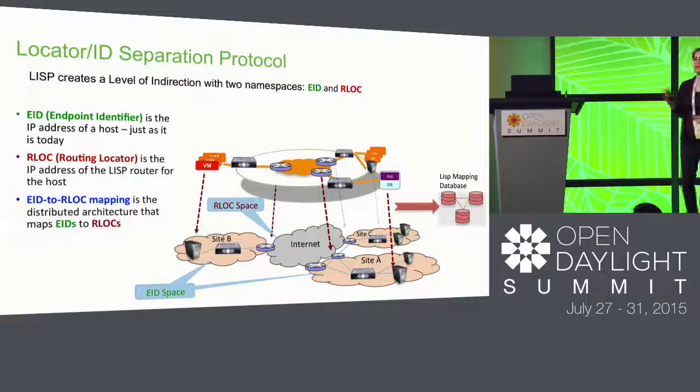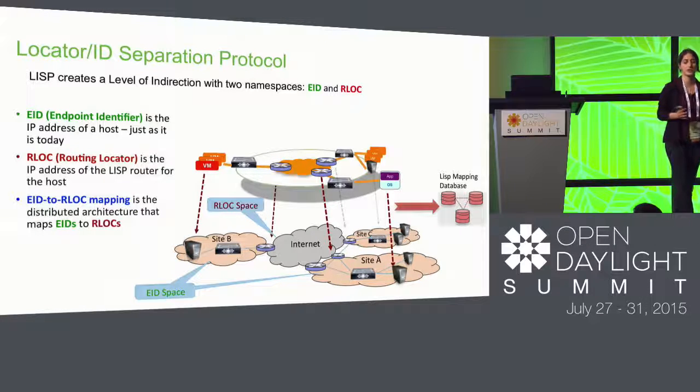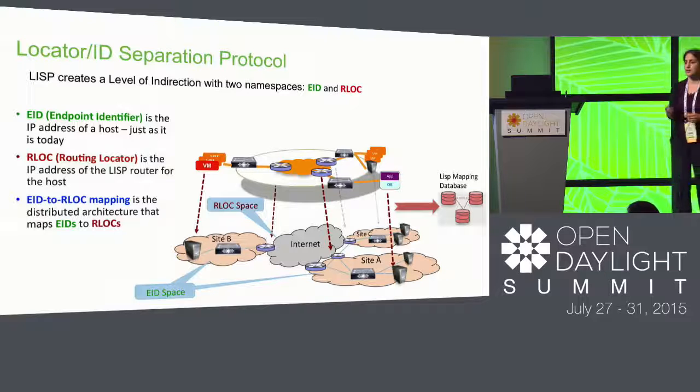So now, this is a very quick overview of the LISP protocol and where it started. The Locator ID Separation Protocol was designed originally to address the routing scalability in the core of the internet. It separates identity from location, basically splitting the address space of the network into two namespaces: the identity namespace, which LISP refers to as endpoint identity or EID space, and the routing address space, or routing locator, RLOC space.